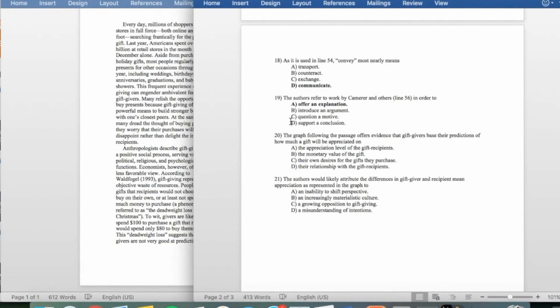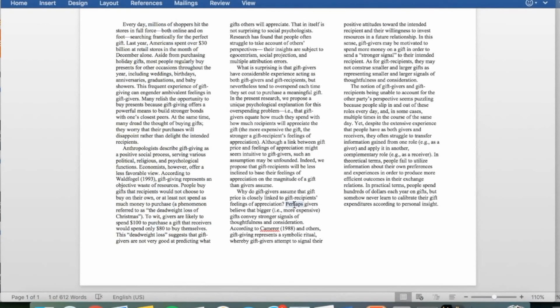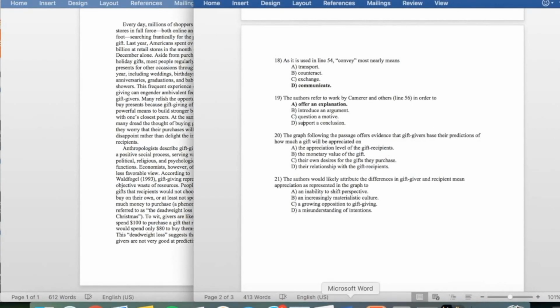And D, supporting a conclusion. So it is supporting. It is giving evidence and describing something, but it is not a conclusion that it's supporting. That sentence that we're looking at begins with perhaps, and so the evidence is kind of provided for a theory, or it's one suggestion. So it's really not a conclusion, which allows us to say that A is the answer.